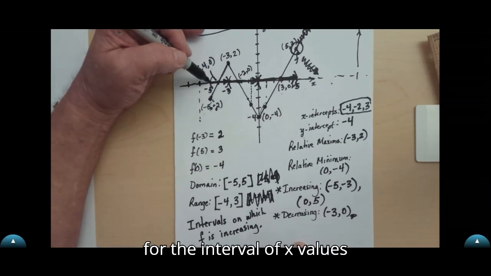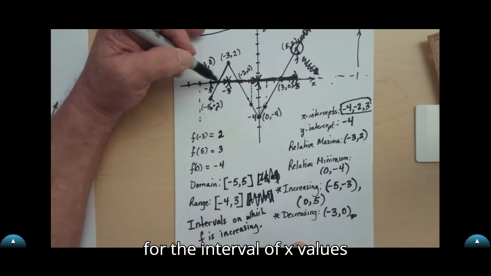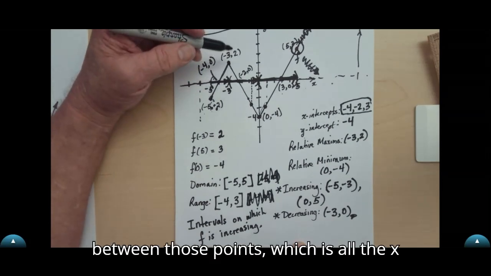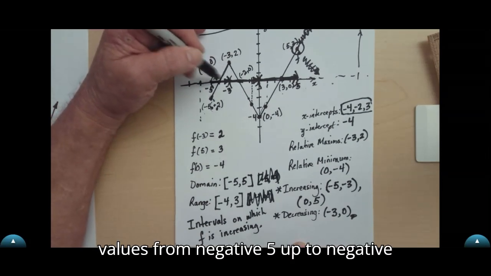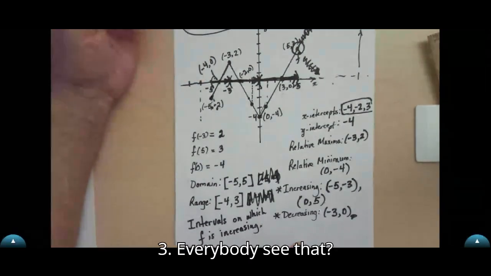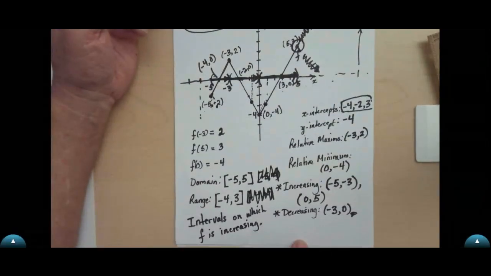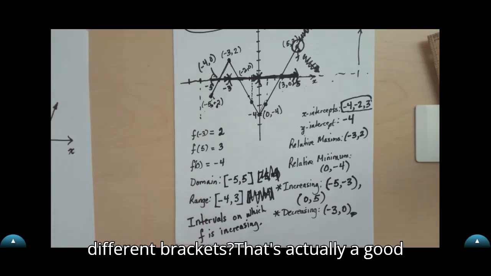They're asking for the interval of X values between those points, which is all the X values from -5 up to -3. Everybody see that? Can you tell me why on the homework it wants different brackets?